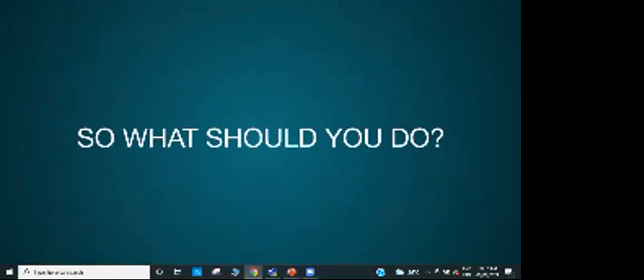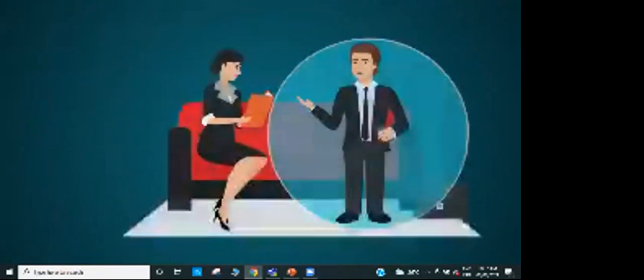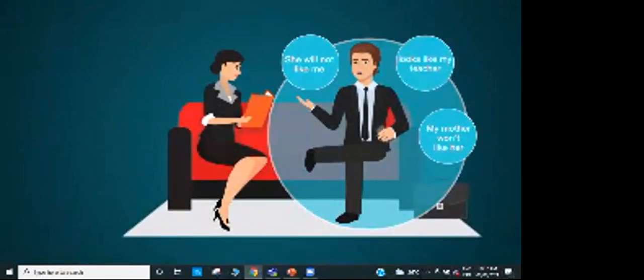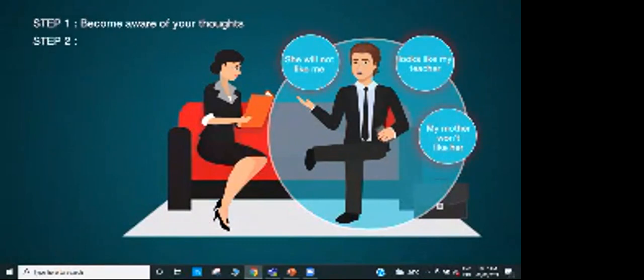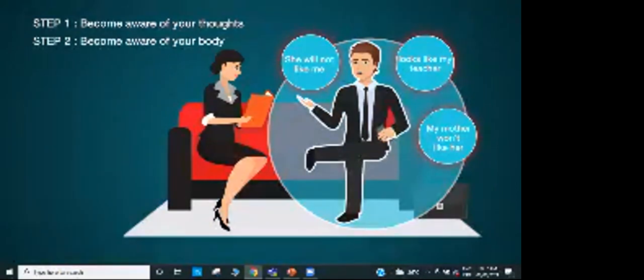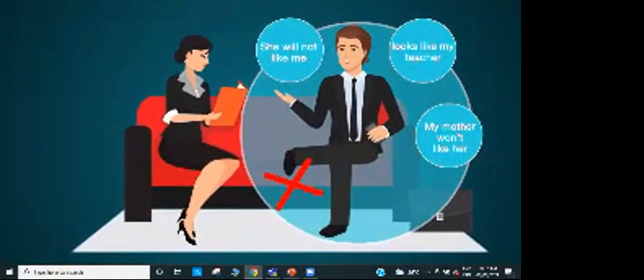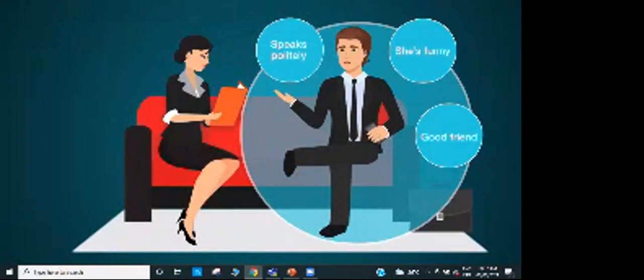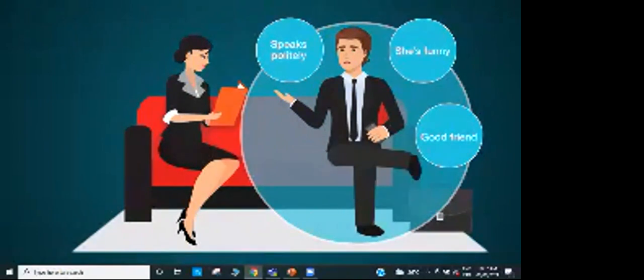So, what should you do? Be in awareness that your body represents your thoughts and communicates to other person accordingly. Some suggestions for making a better impression. Step 1. Become aware of your thoughts. Step 2. Become aware of your body. A wrong body language can convey the wrong intention. So, take a deep breath. Make a choice, correct your thought, and change your posture.